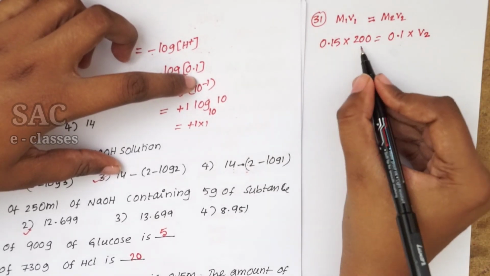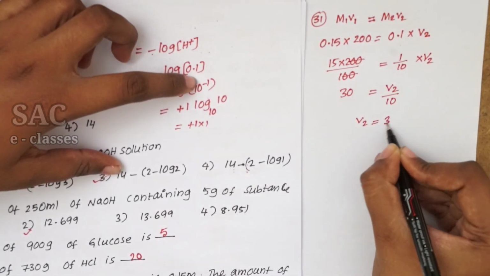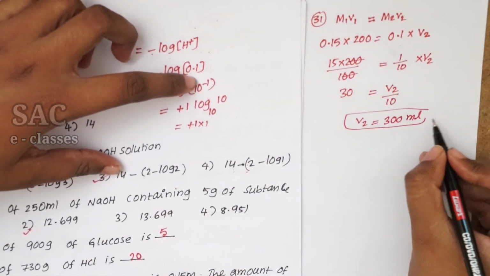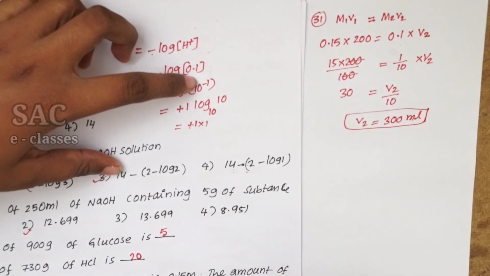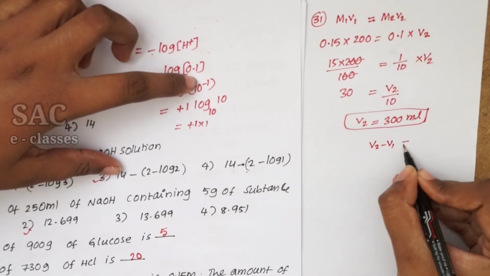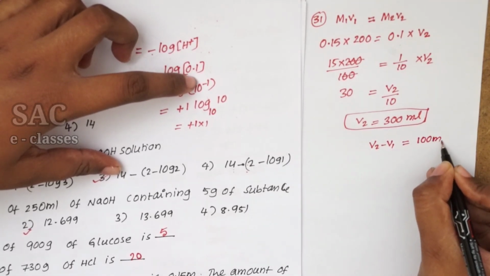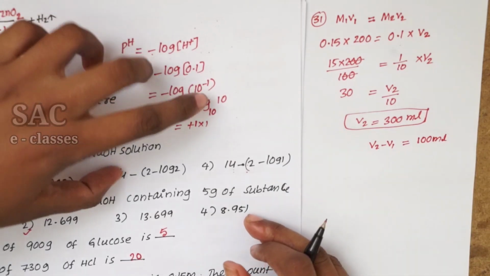Then 0.15 into 200 gives 300 ml of HCl solution. Nothing but, how much water to be added? Actually it was 200. Now 300 means 100 ml of water we have added to it. That is V2 minus V1, the diluted water that we added, which is 100 ml. Let us move to the next problem.